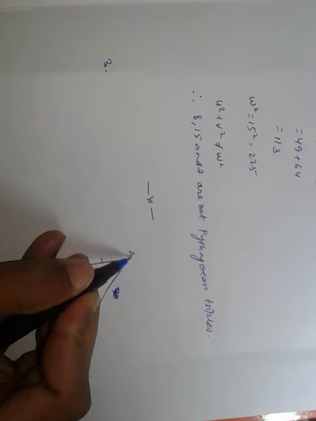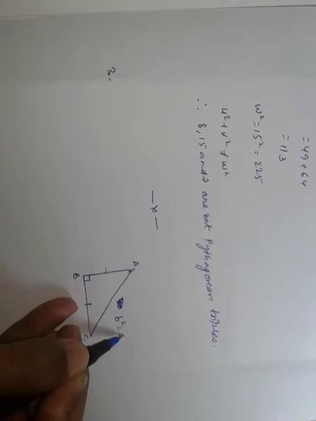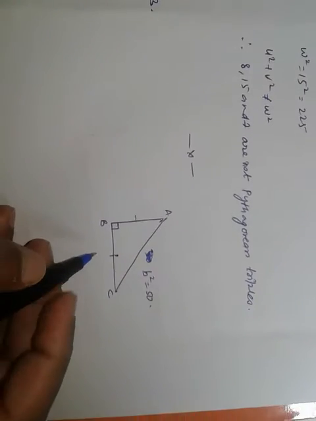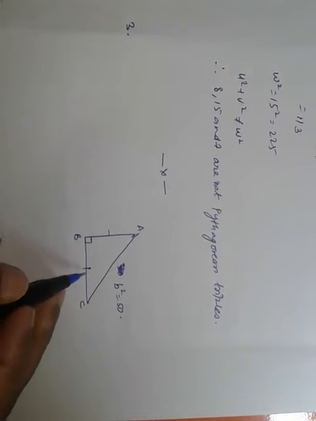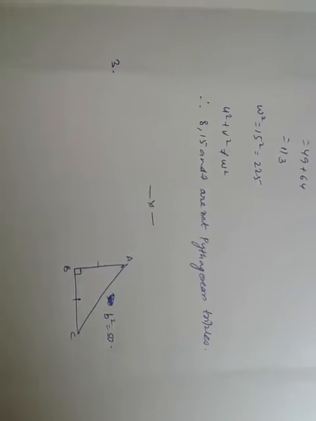Suppose it is A, B and C. So B square is how much? 50. The unit was not given to us, and we have to find the length of these two sides. So this is C and this is A.